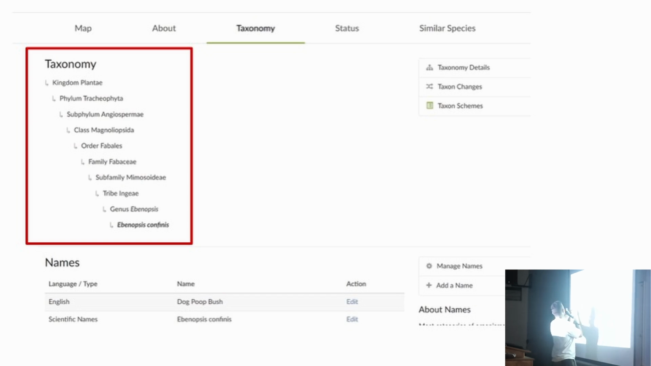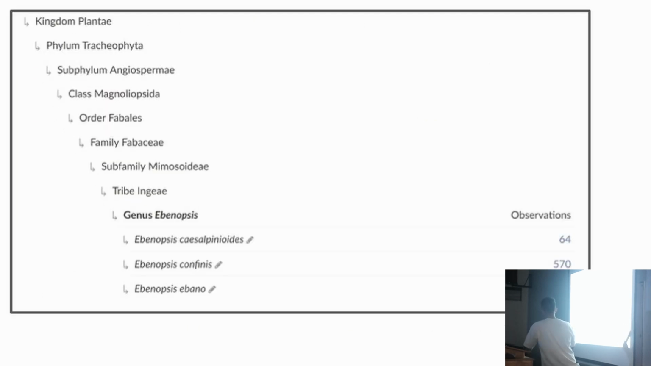Remember, I said we're concerned with genus, family, order, but some families, like the pea family, are so big they've got subfamily, tribe, etc. That stuff gets interesting too, because if you want to look up what ebony is most closely related to, you can go to tribe Ingeae, the Inga tribe. Ingas are really delicious.